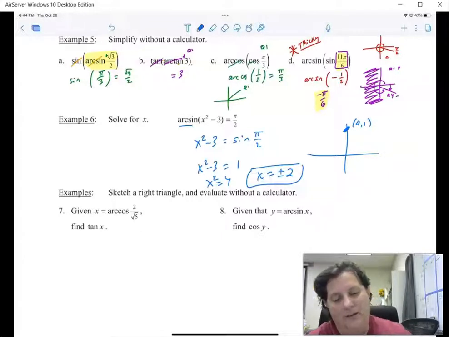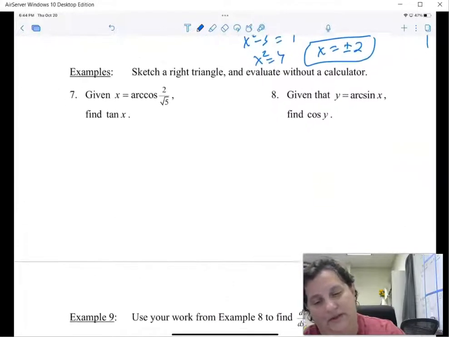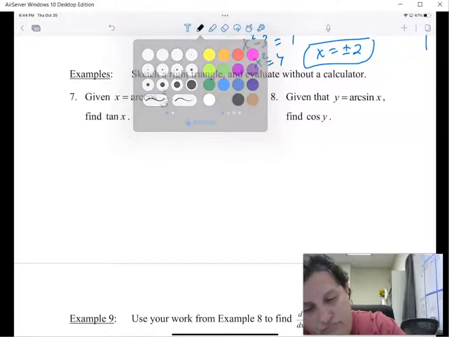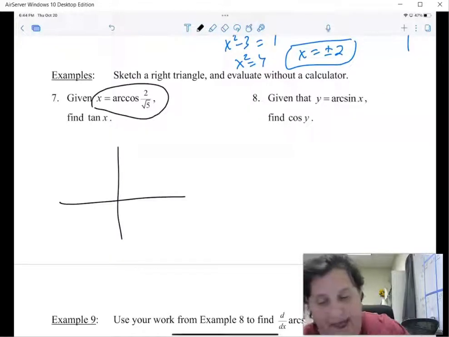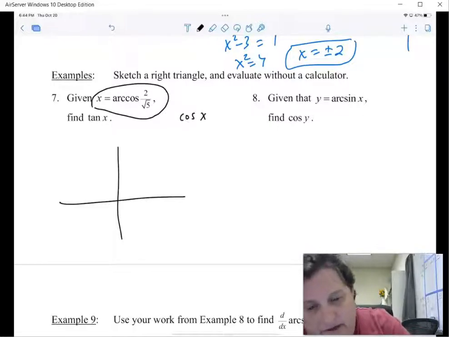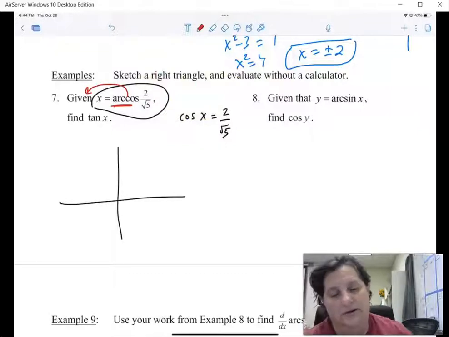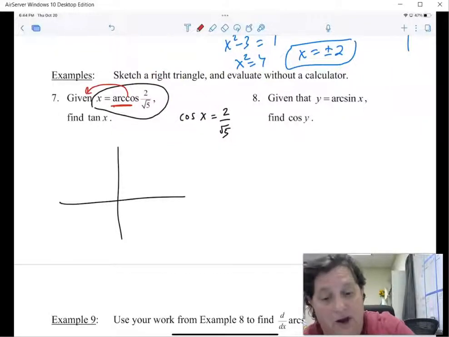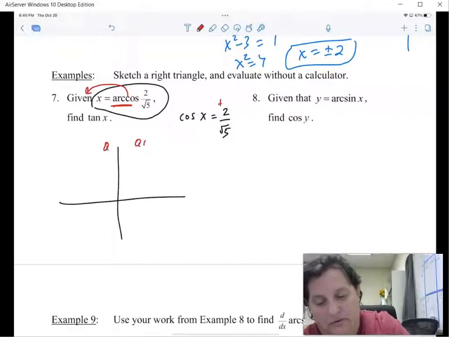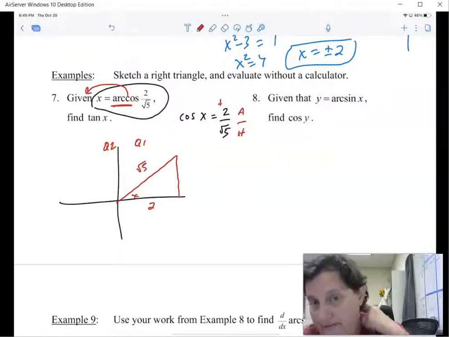The last thing, this is just a little bit more trig stuff. Here we go. If we know that x is the arc cosine of 2 over root 5, that means cosine x is 2 over root 5. I'm basically just moving this to the other side. Guys, that's positive. Cosine only exists in quadrant 1 and 2. Well, inverse cosine, so I'm going to draw it over here. X is my angle. Cosine is adjacent over hypotenuse. The adjacent side is 2. The hypotenuse is root 5.